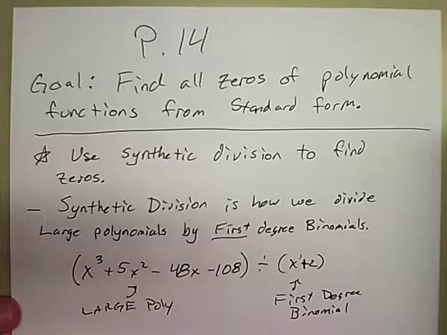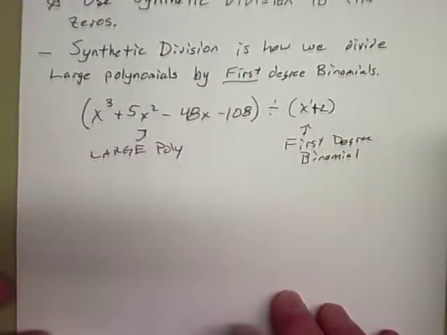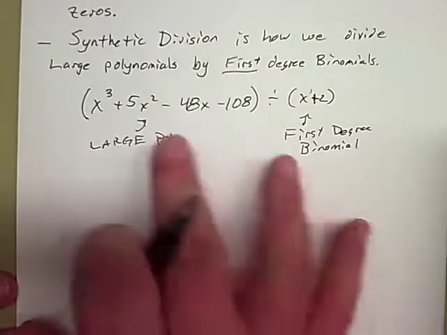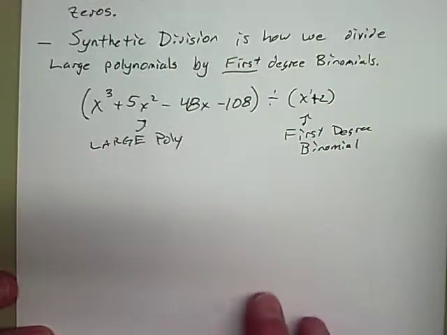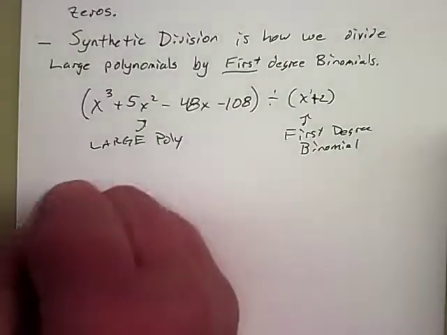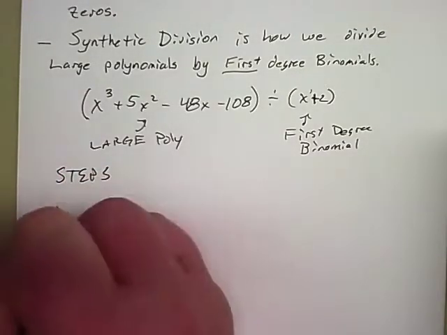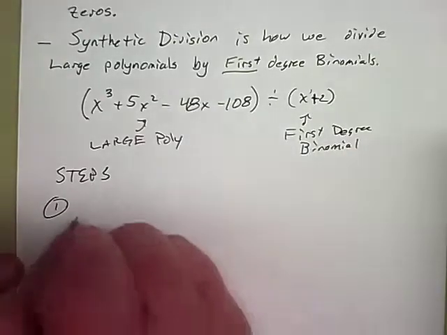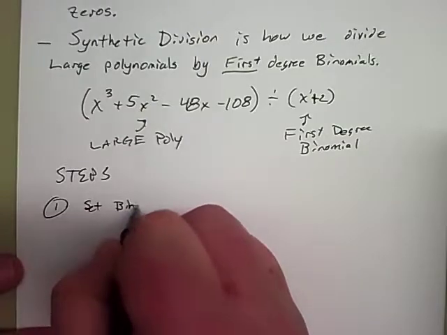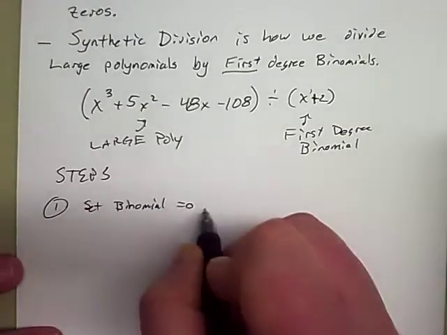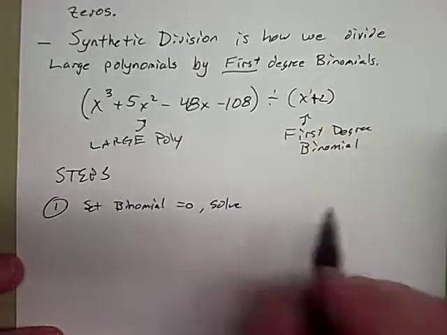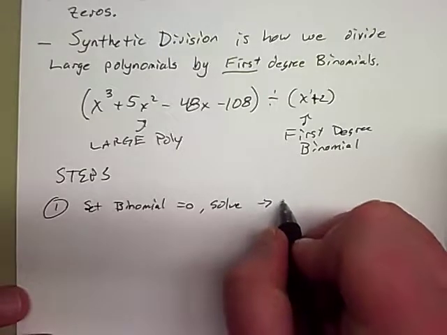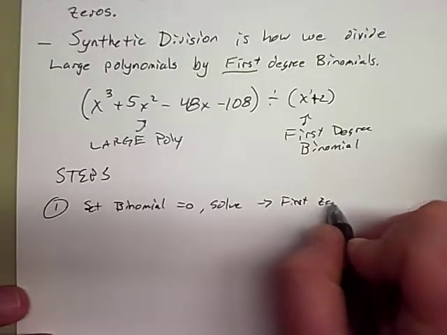Okay, so here's what we're going to do. I'm going to write down the steps, and then we're going to do this example, and I'm going to show you from here what it would really look like. So here we have the steps. Number one, I'm going to take the denominator, so I'm going to set the binomial equal to 0 and solve. This will give us our first 0.